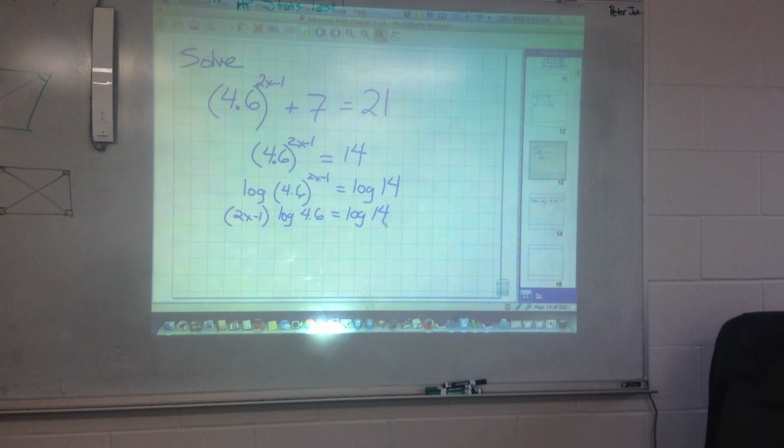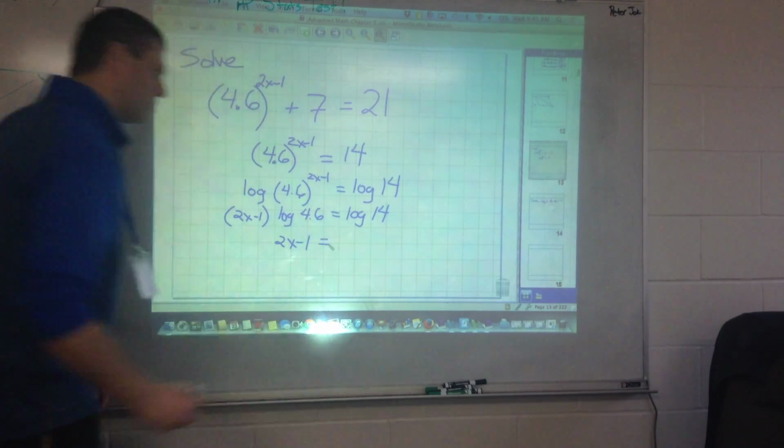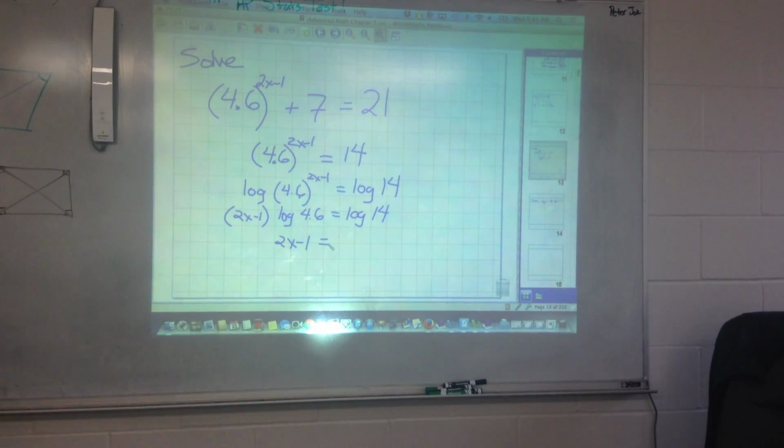I'm going to need some calculator help here shortly, so I appreciate any help I can get to speed things along. Okay? So 2x minus 1 times the log of 4.6 equals the log of 14. What do you think you do next? I divide both sides by the log of 4.6. So that would leave me with 2x minus 1 equals, and here's where I need some help. I need to know what the log of 14, close your parentheses, divided by the log of 4.6 is equal to.